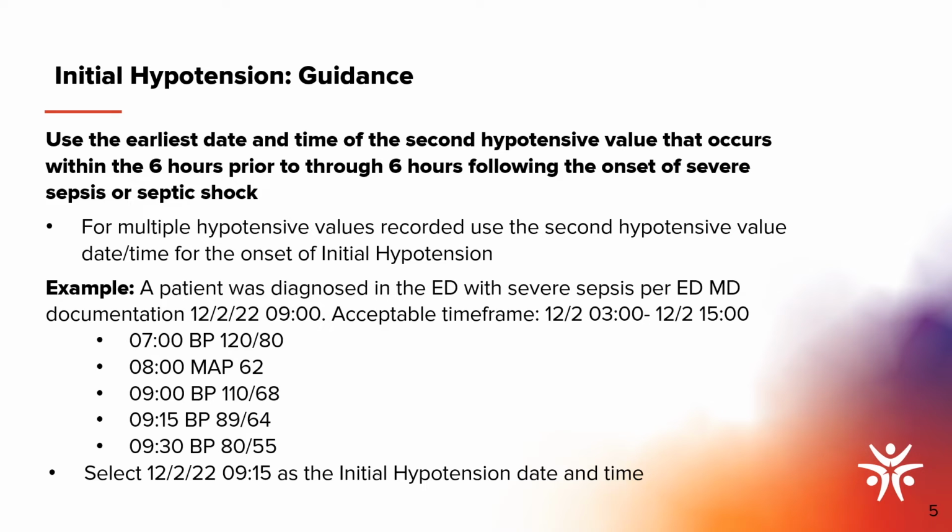Remember that we're looking for the second hypotensive value. So if we look down our list, we see that there is a MAP of 62 at 8 o'clock. The next hypotensive value is at 9:15 with a blood pressure of 89/64. In this scenario, we would select the 12/2/22 9:15 as the initial hypotension date and time.